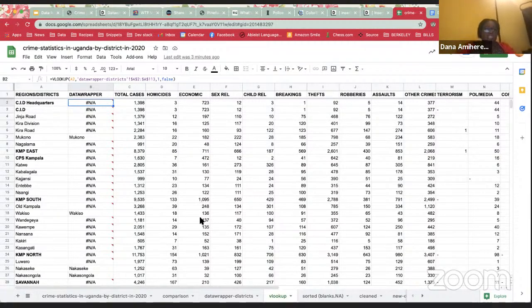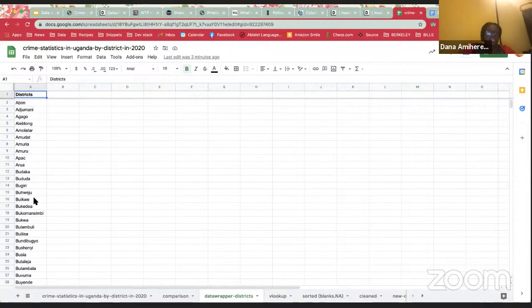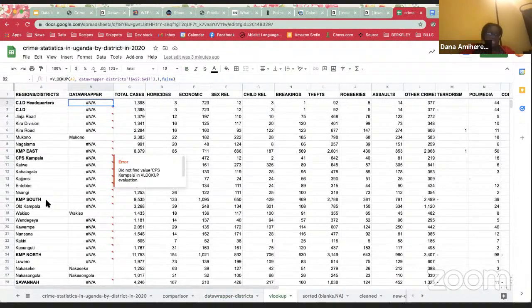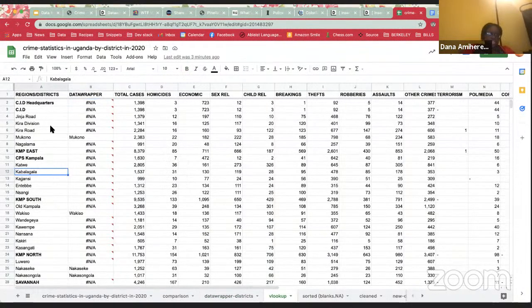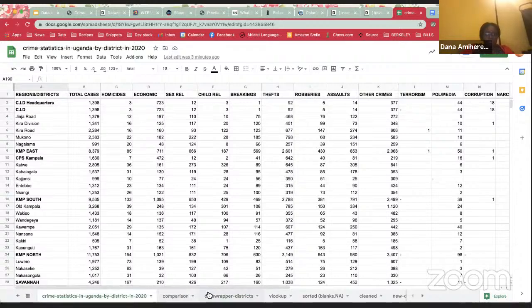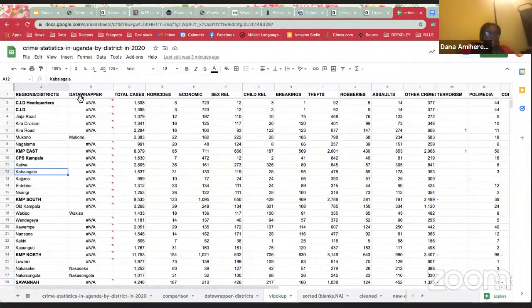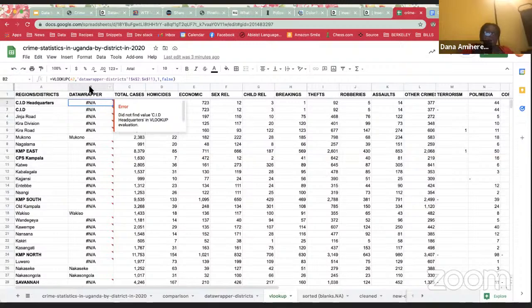So basically what this does is it compares this list of districts to this list of regions and districts that I have here. Okay. So this VLOOKUP tab is just a copy of this. We're going to leave comparison alone. I think that was my other calculations. Okay. So what I did, I created a column called data wrapper. And this is where I'm doing that VLOOKUP formula.